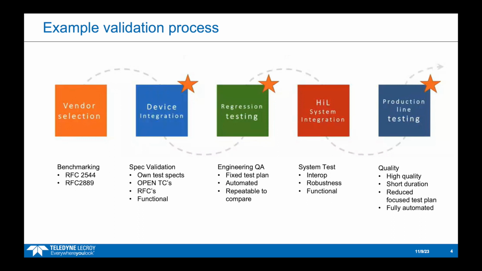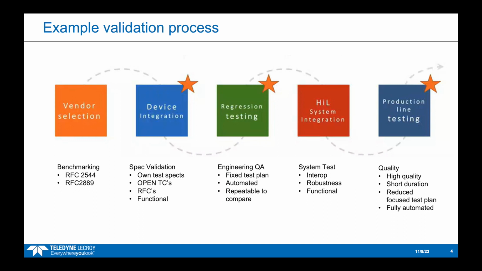In the next step, you've purchased a switch, or a switch component, and you want to integrate this component into your product. You will do what we call a spec validation, with your own test specs, with tests based on public test specs which you can access as an Open Alliance member from technical committees like OpenTC8 or OpenTC11. You can also use the RFCs, which we mentioned in the vendor selection phase, to benchmark the integration into your device, and then the functional test based on the dependencies between the switch and the other functions within the ECU.